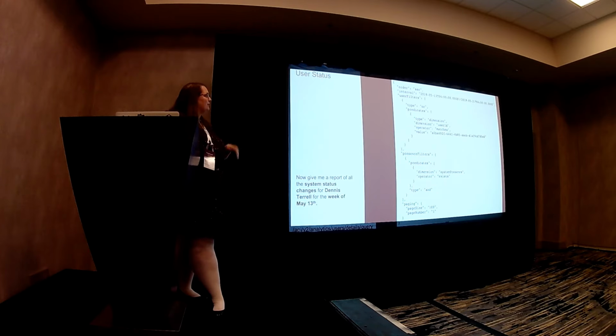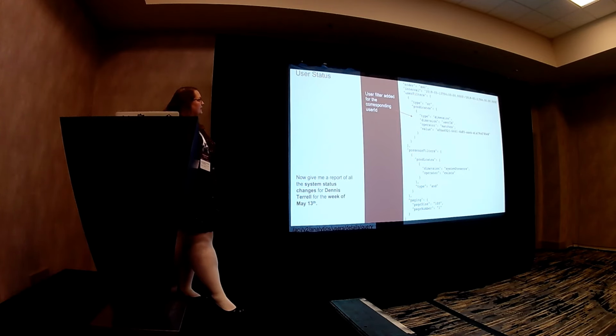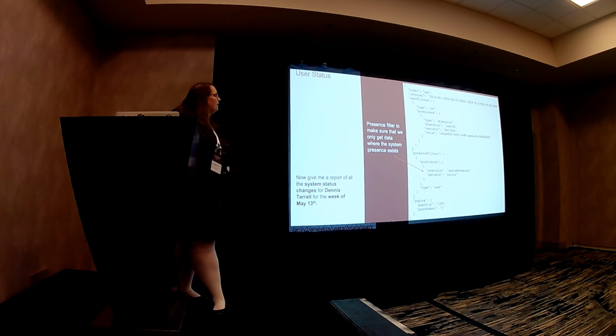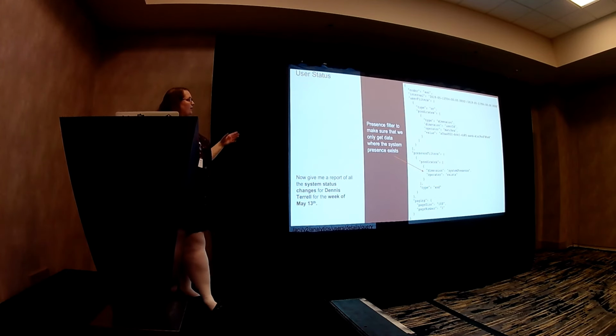So to do this, we hit the user's details query endpoint. And for this report, we say we specifically want system status changes for a user. So for this one, we wanted the week of May 13th, so we put in that interval. We send in a user filter, which has our user ID, and again, you can supply multiple user IDs. But we also said we only want system status data, so we're going to put in a presence filter, and we're going to say we want to make sure that the system presence dimension exists.